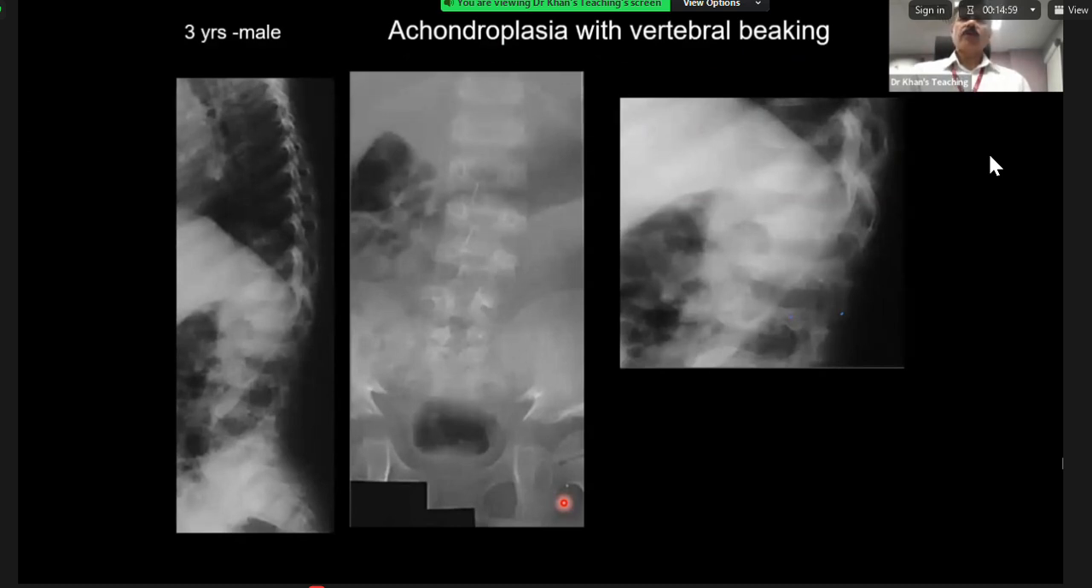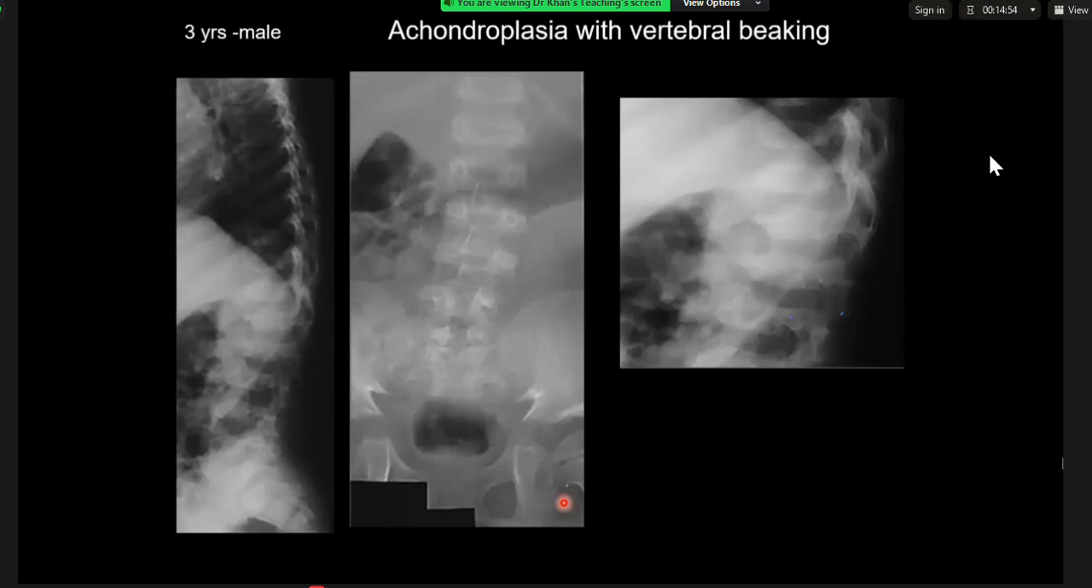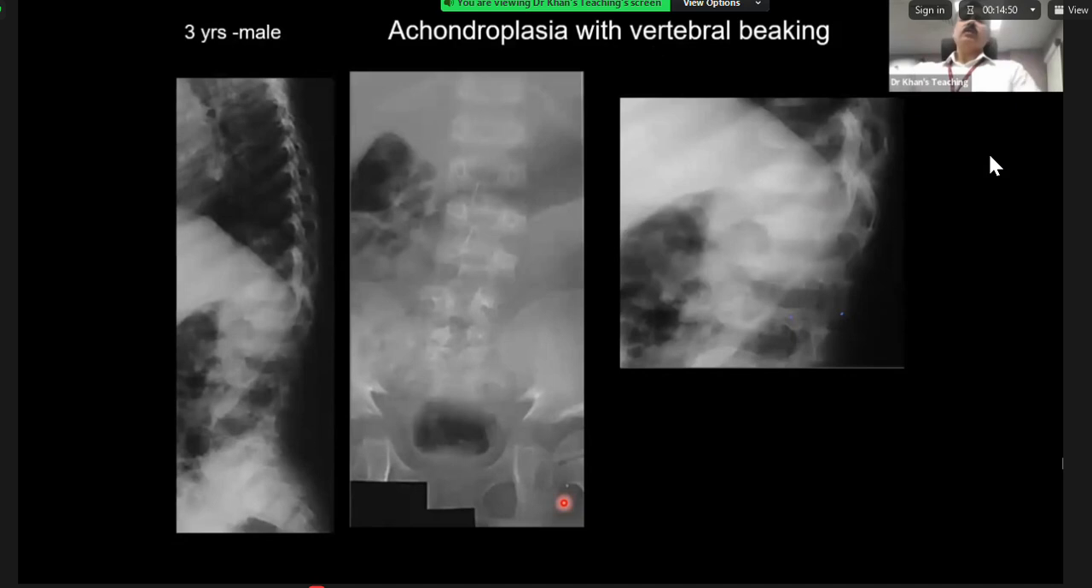So I have given you the diagnosis in this case, but just as a practice, can you give me the findings? Can you describe the findings? Because this again is an exam case. Right.